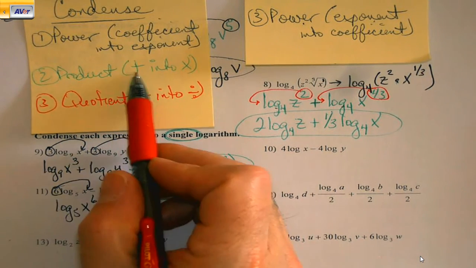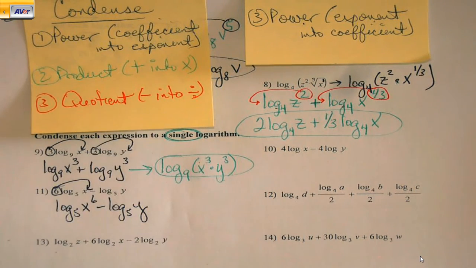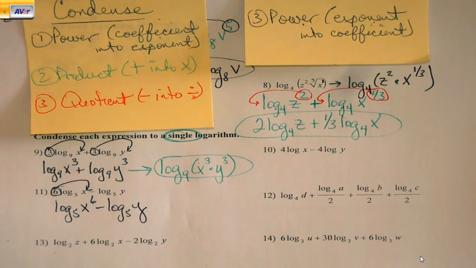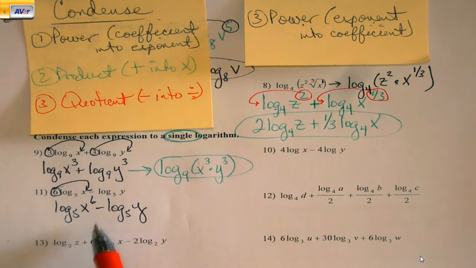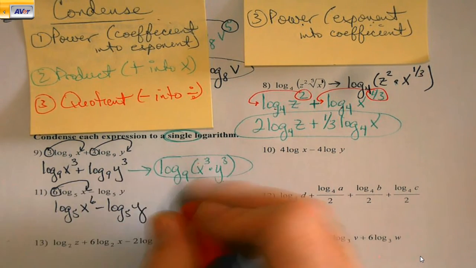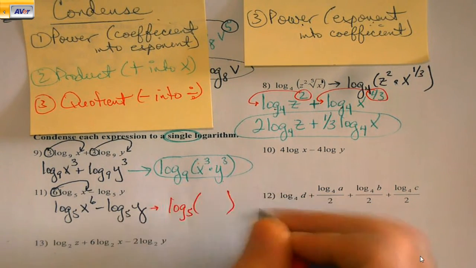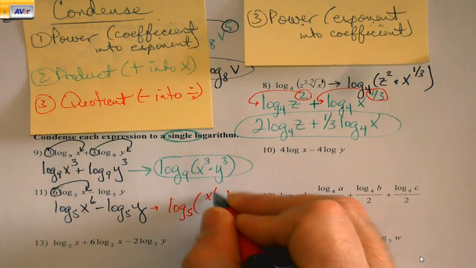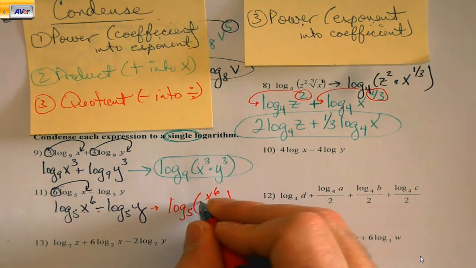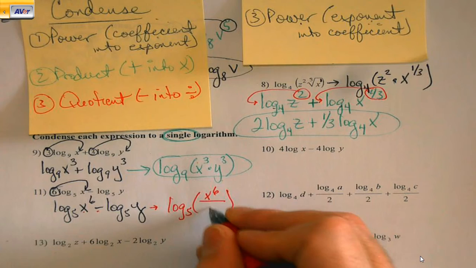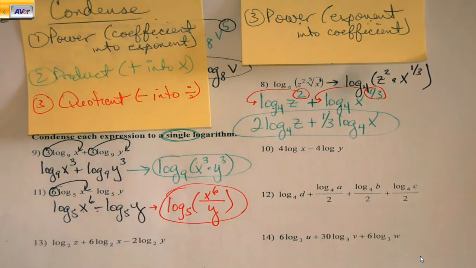I notice I don't see any pluses, so I'm not going to be using the product property. But I do see a minus, so I'm going to be using quotient, which turns that into divide. So x to the 6th minus becomes divide y, 1 log. So they can be short, they can be quick, they can be several steps, it just depends.